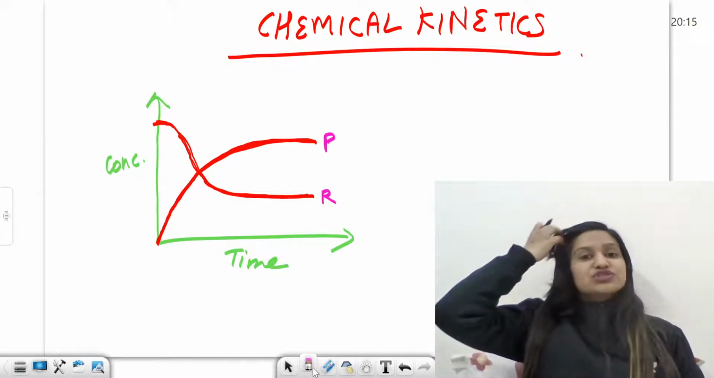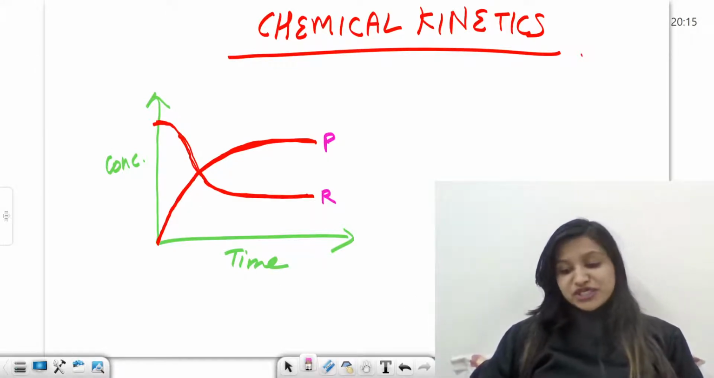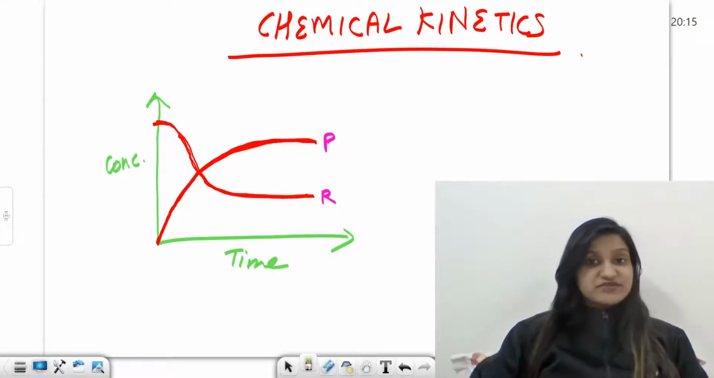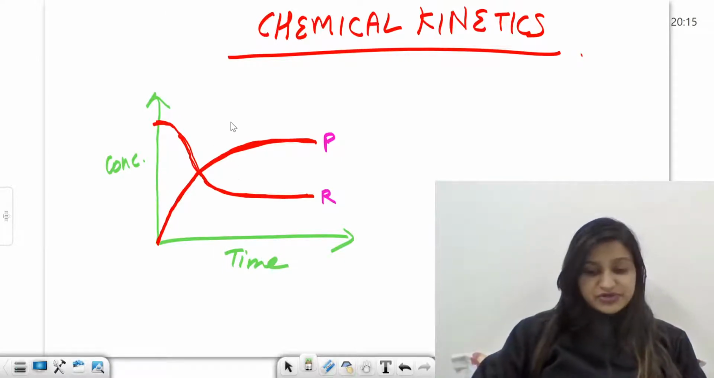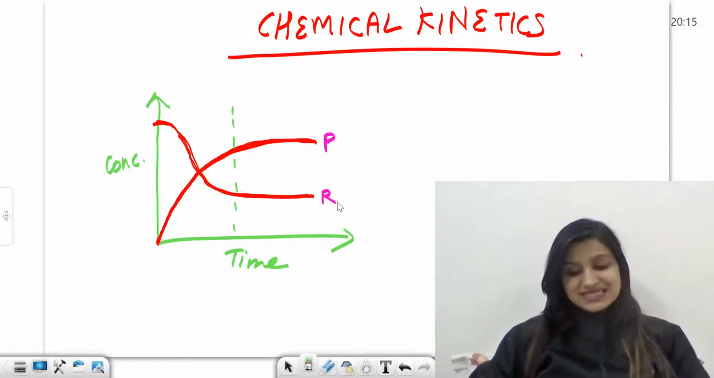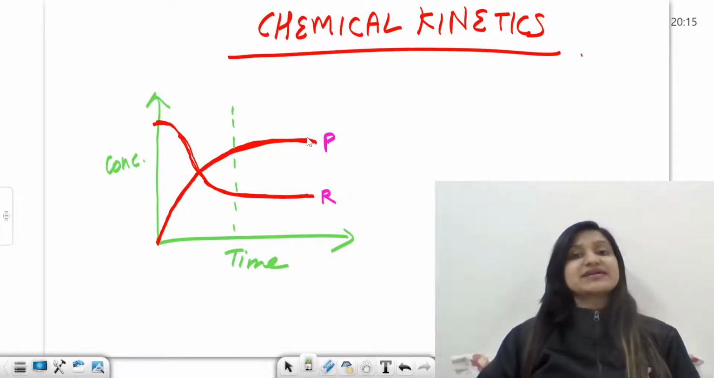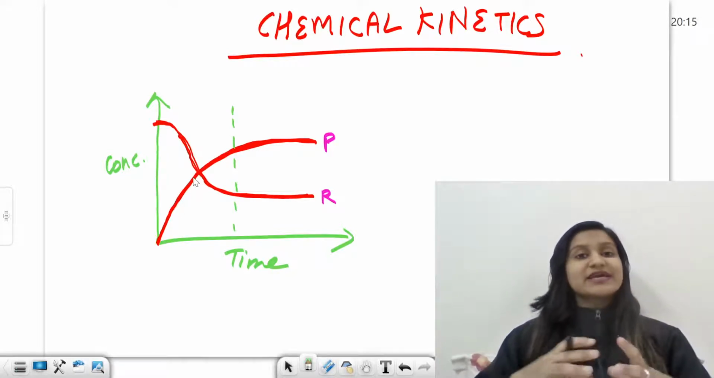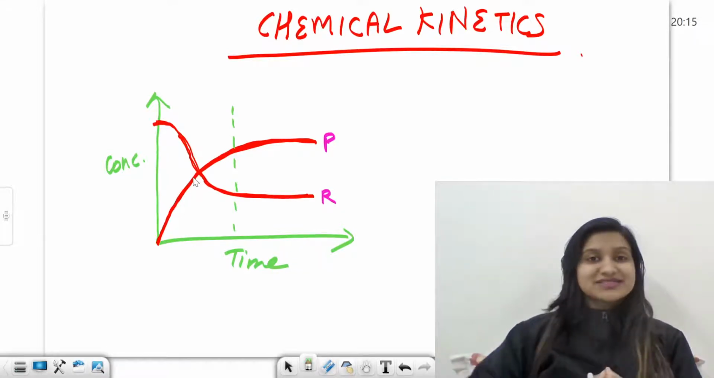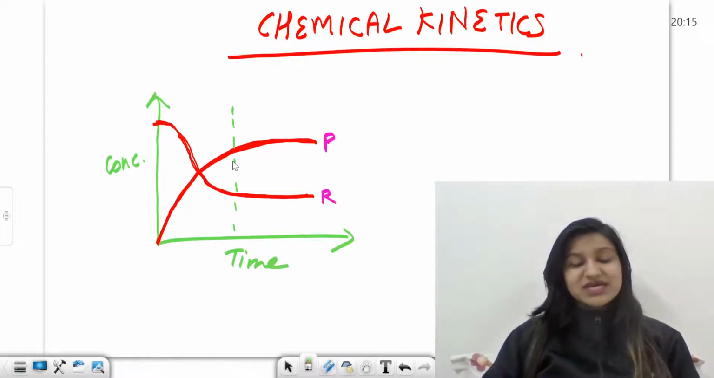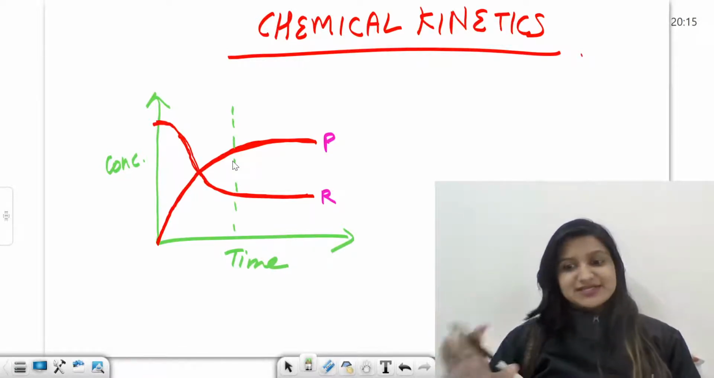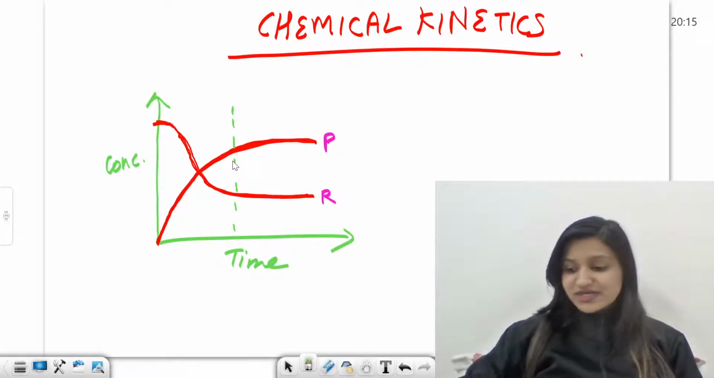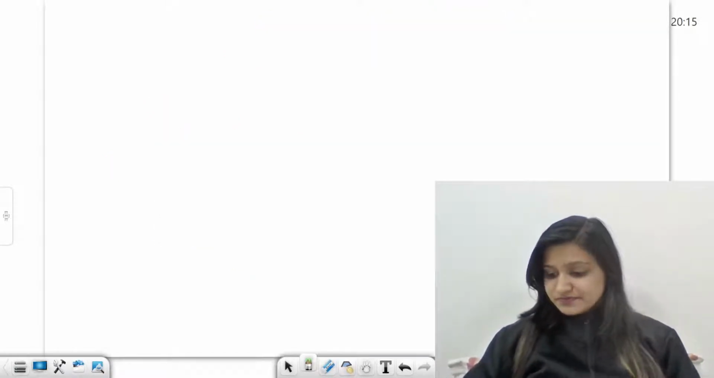After the equilibrium has been achieved, this is the part we study in equilibrium. But this part, where product is formed and reactant is getting consumed, this part we study in chemical kinetics. Okay. And what else did we do in the previous class?